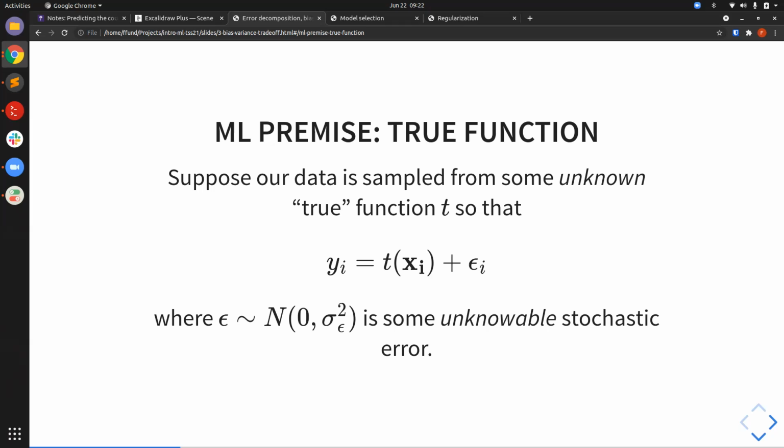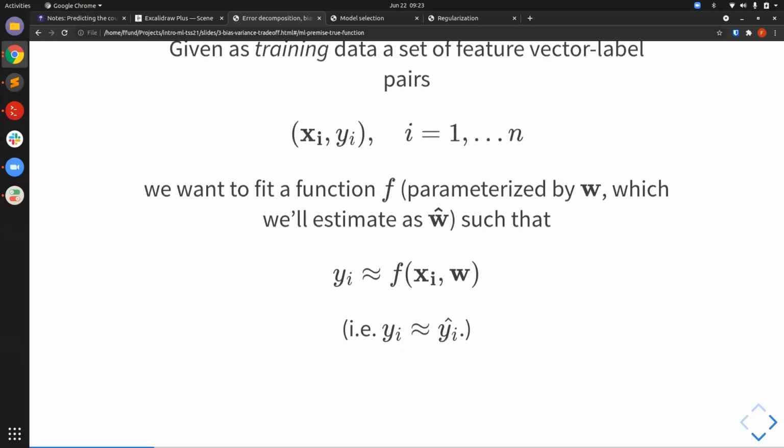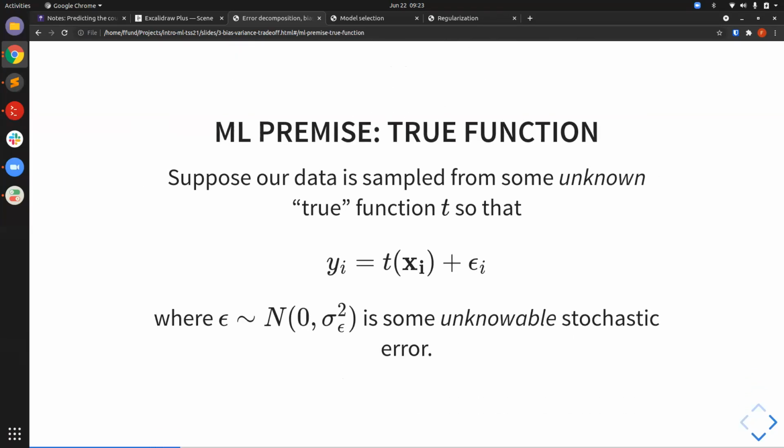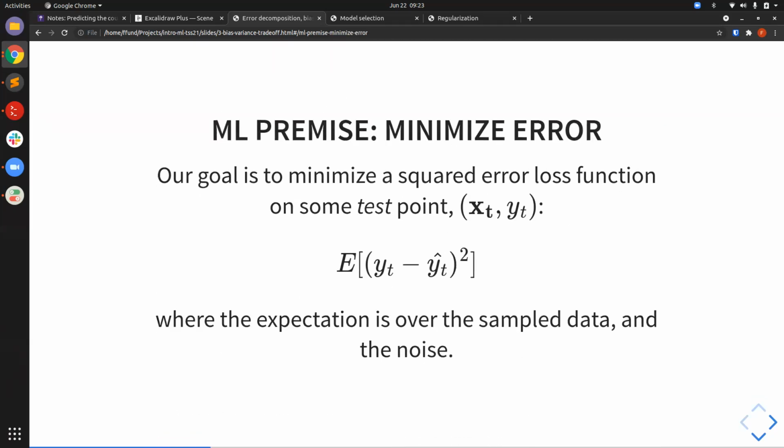So that's our premise so far. The goal is to fit a function. We have data generated from some true function that's not necessarily the same as our function f. And then we want to minimize a squared error loss on some test data that was not used for training.